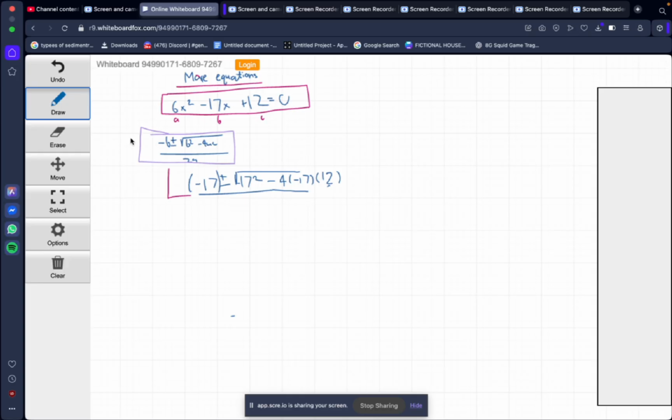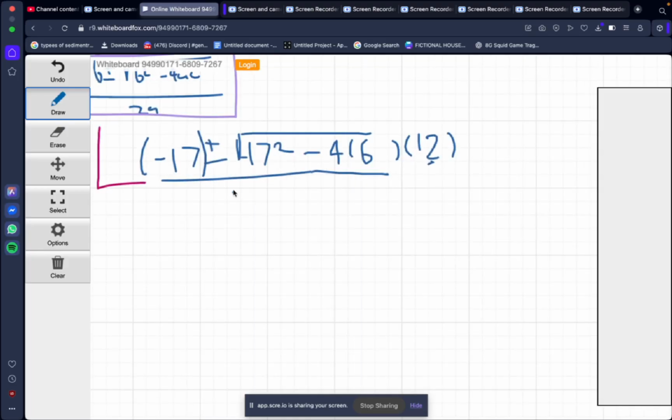Oh wait, no, it's AC, so not negative 17. It would actually be 6. Sorry, I make so many mistakes. Then 2a. So in this case, we would just plug in a, which would just be 6.